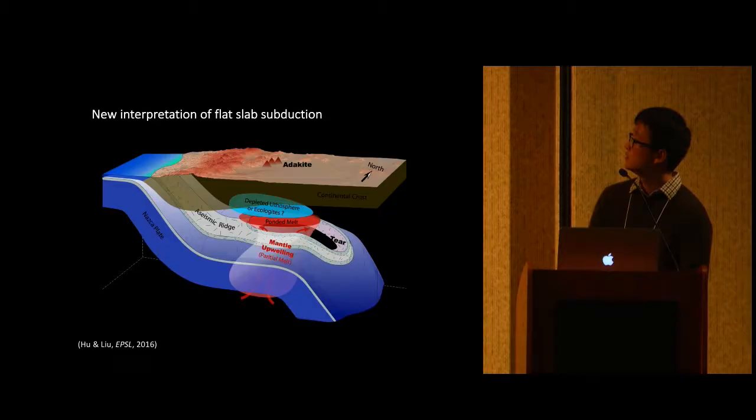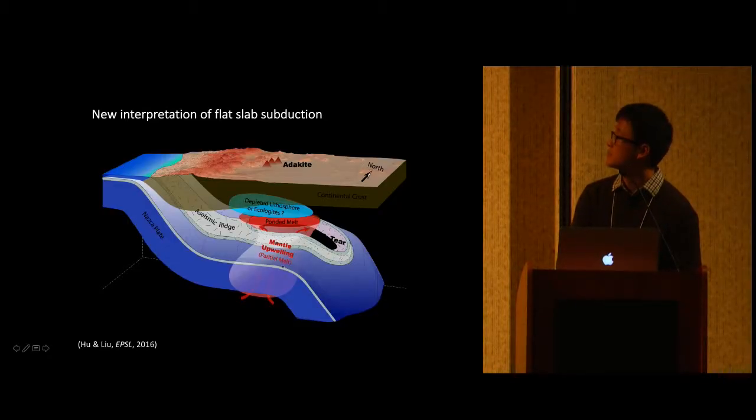So this is a new interpretation of the flat slab subduction. When the seismic ridge subducts, because it is buoyant, it tends to lift up the slab, but the surrounding material is dense, and it tends to sink faster. The differential motion creates this hole, and the hot thin mantle just rises in response to the opening of this slab hole, and it will melt the mantle wedge and form these adakites.